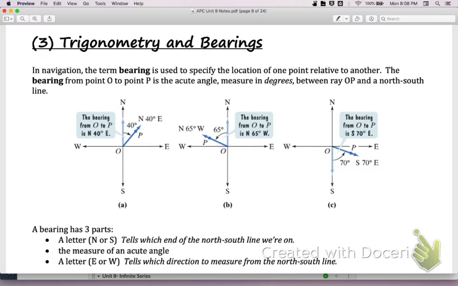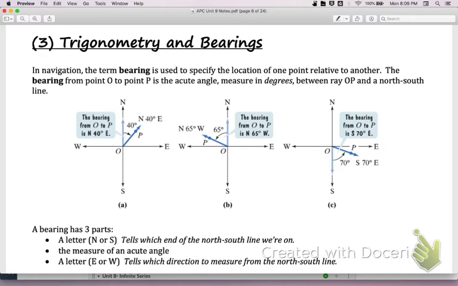And this is a navigational term. So a bearing is used to specify the location of one point relative to another, okay? And we're going to use the compass direction, north, east, south, west. So the bearing from point O, which we're calling the origin, that's the intersection of the north-south and the east-west line. The bearing from point O to point P is always an acute angle measured in degrees between that ray from O to P and the north-south line.